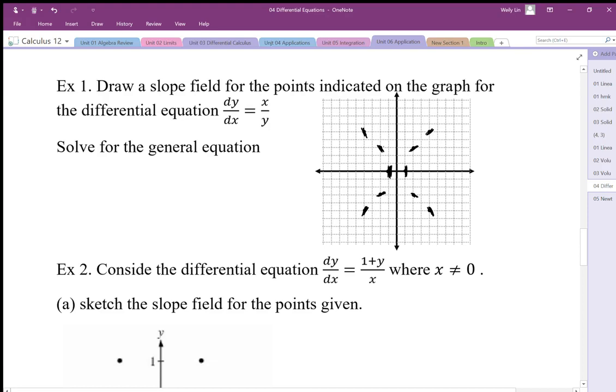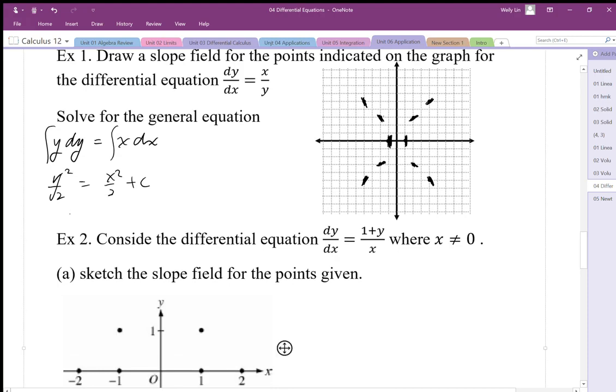So we also want to solve for the general solution. If I solve this, I'm going to separate and integrate. Okay, so when I separate and integrate, I get y squared over 2 equals x squared over 2 plus c. I'm going to say that x squared minus y squared equals, and let's move the plus c to the other side. So times 2, it's going to be -2c.